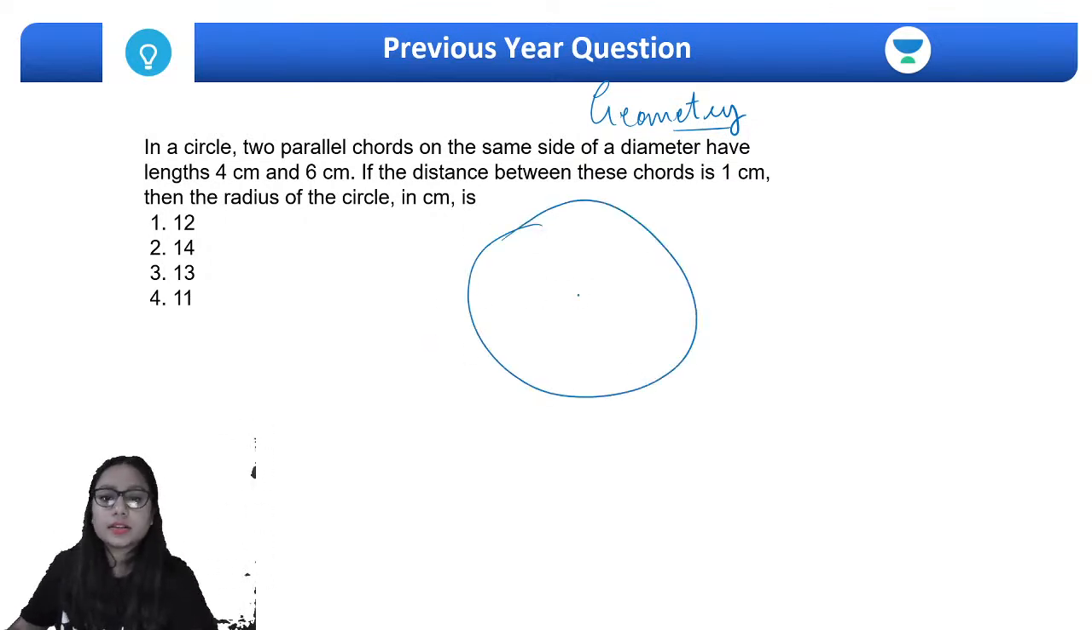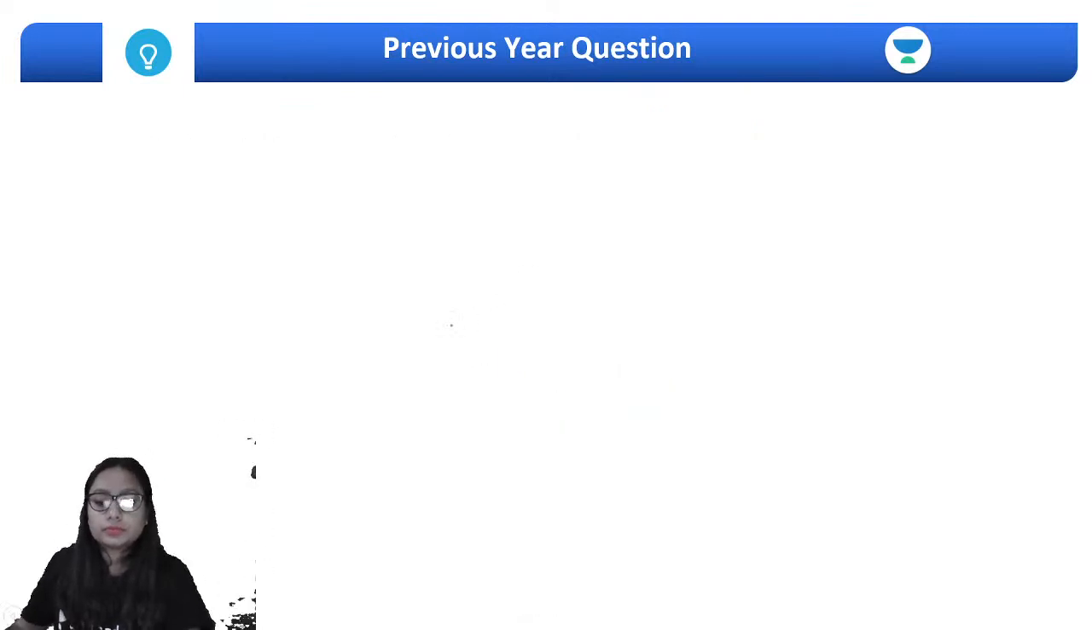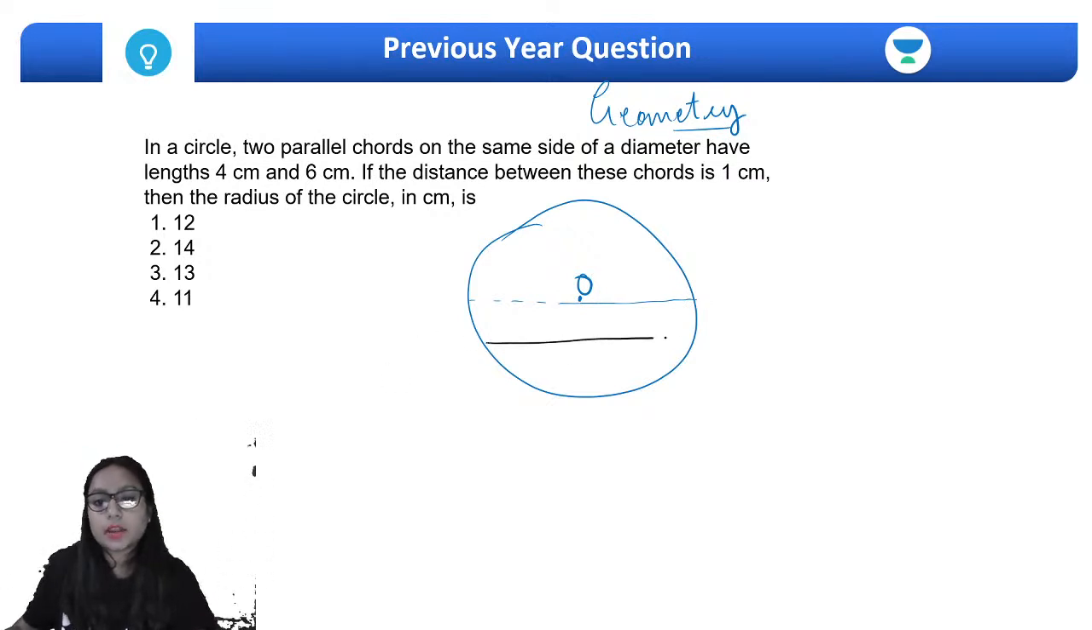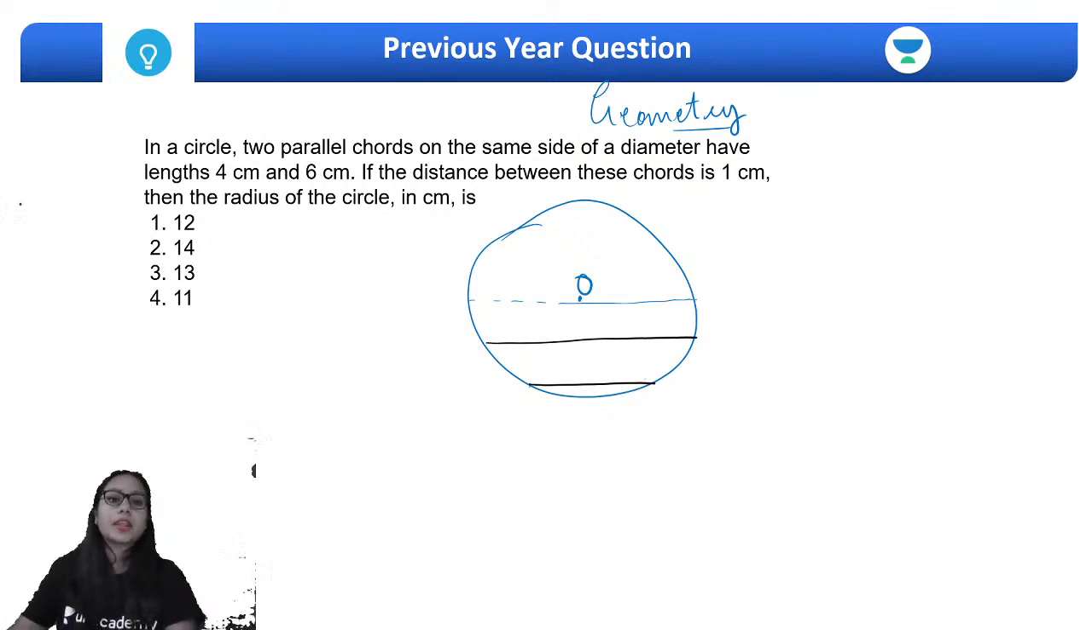If this is a circle with center O, let us draw the diameter first. So this is the diameter. Now it is given that two chords are on the same side of the diameter. So if this is one chord, the other chord is this. These are the two chords. The lengths of the chords are also given.